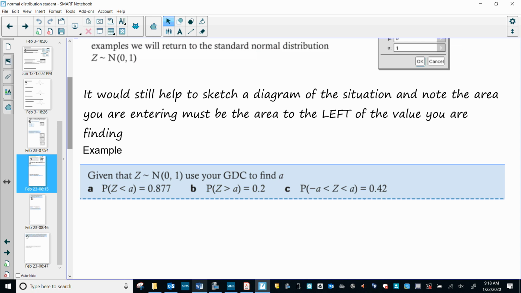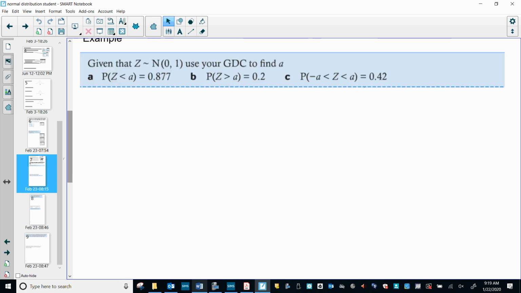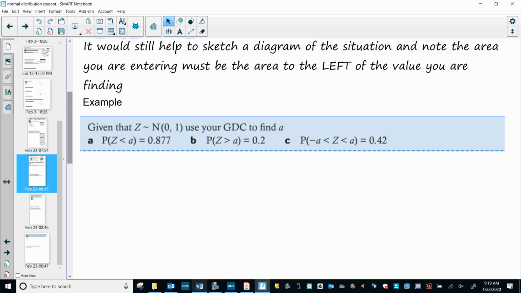As I've said here, it's going to help to sketch a diagram of the situation, I always feel, because it takes 2 seconds to do that. When the calculator is asking for an area, you're always needing to enter the area to the left of the value you're finding. So here we go. What does this tell us? It's the standardized one, yes? So this is where we've got our mean of 0 and our standard deviation of 1.